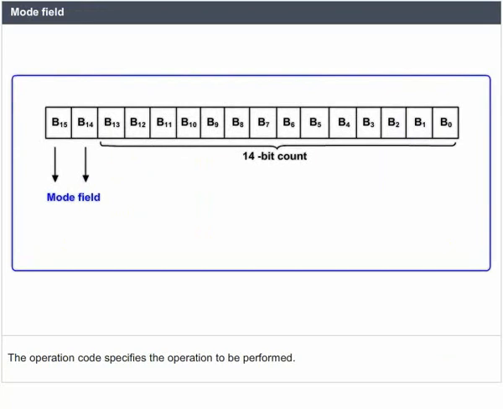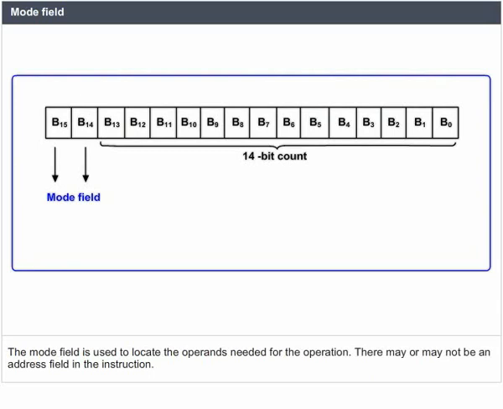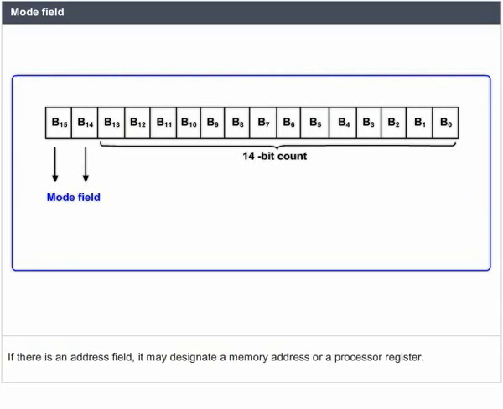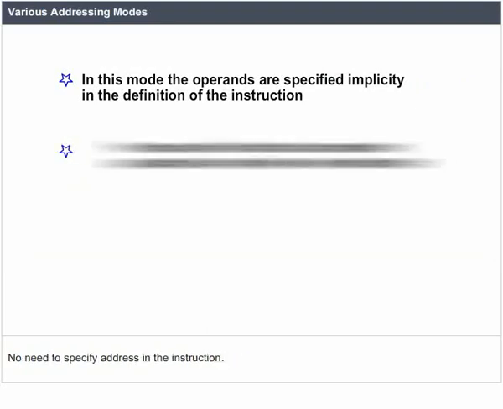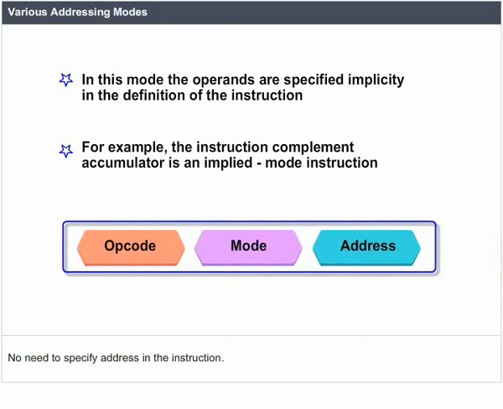The operation code specifies the operation to be performed. The mode field is used to locate the operands needed for the operation. There may or may not be an address field in the instruction. If there is an address field, it may designate a memory address or a processor register. Various addressing modes. Implied mode: addresses of the operands are specified implicitly in the definition of the instruction. No need to specify address in the instruction.